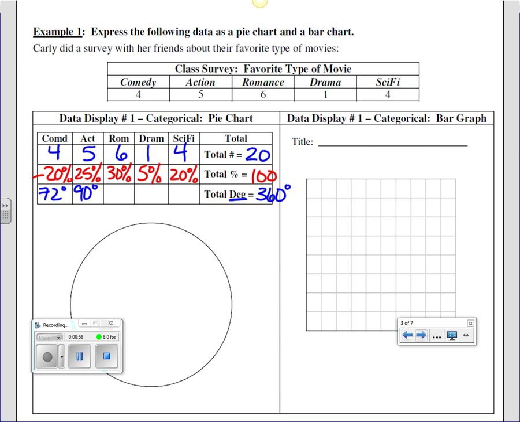Alexis H., how do I get romance? What do I do? 0.30 times 360. And what does that one give you, y'all? 108. Joseph, how do I find 5% of 360? What do I do? 0.05 times 360. What do y'all have for that?